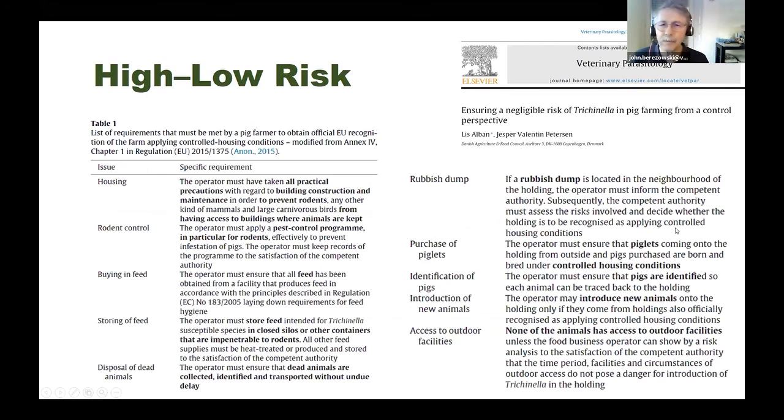And here's the paper from Alban et al. Here are the risk factors from Alban's paper. They looked at housing, rodent control, feed sources, storing of feed, disposal of dead animals, rubbish dumps, purchase of piglets, identification of piglets, the introduction of new animals, and access to outdoor facilities. And they ranked the farms as high or low risk.